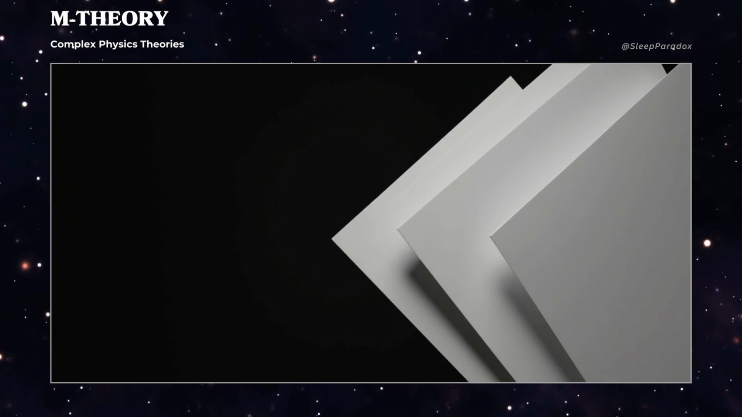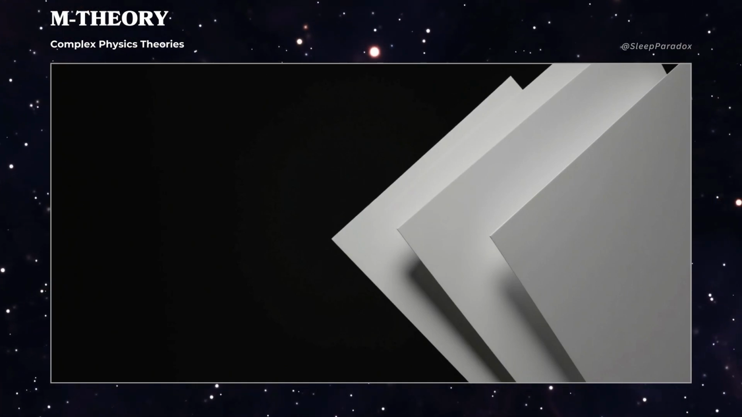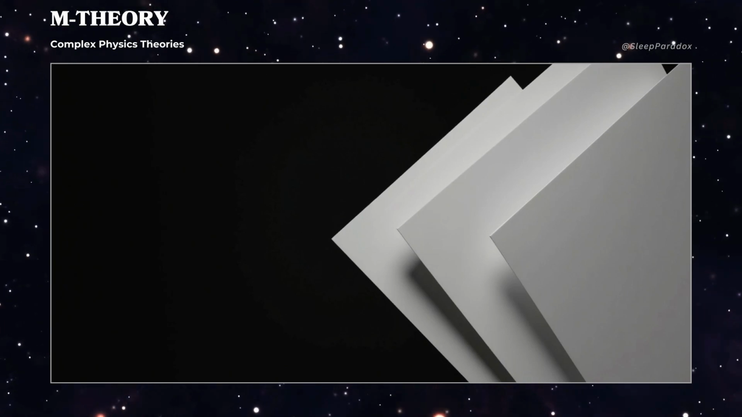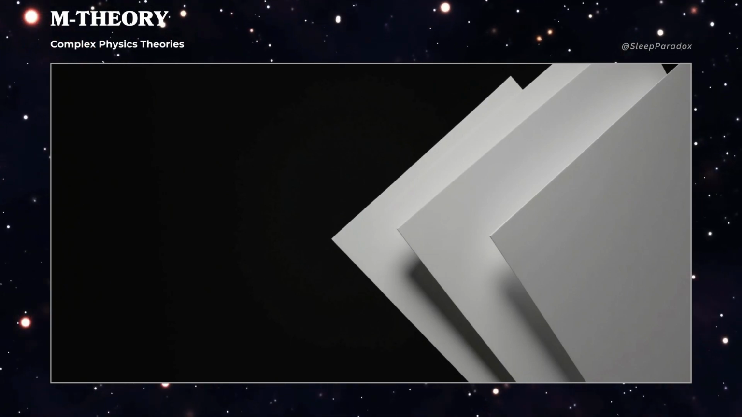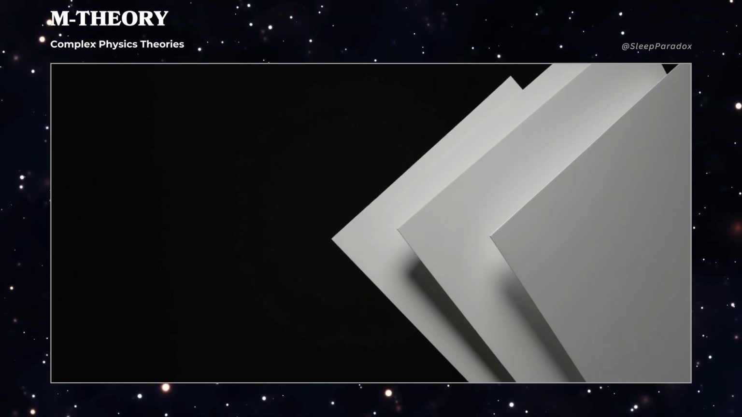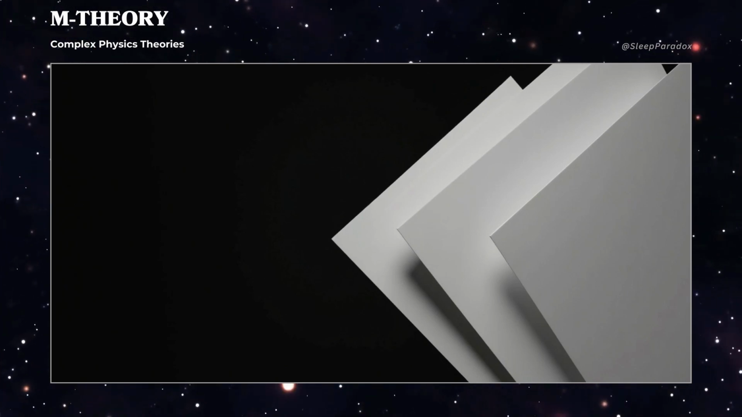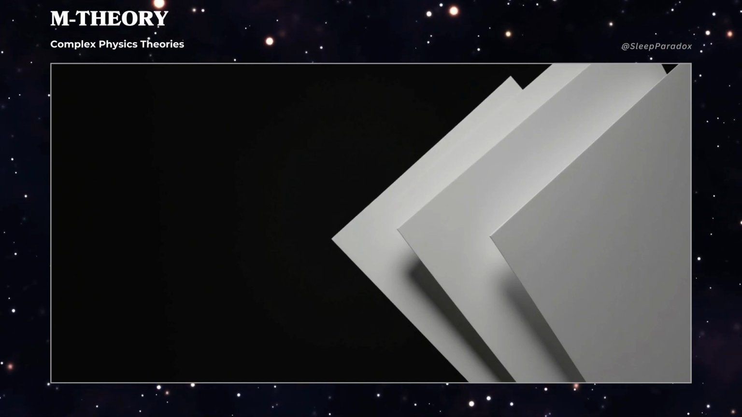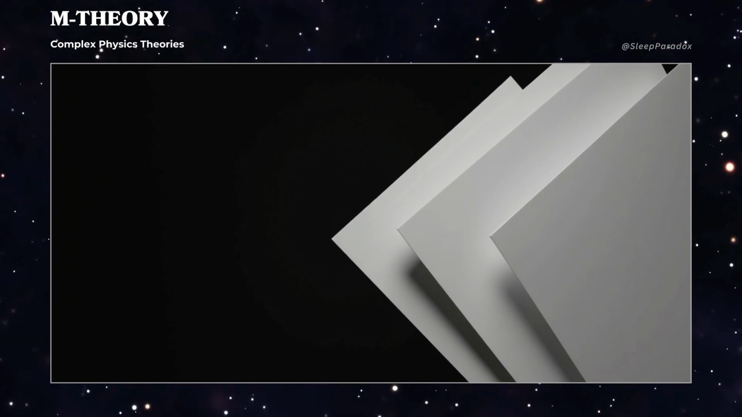M theory also appears in speculative models of cosmology. Some scenarios suggest that our universe began when 2 branes collided, releasing energy that triggered a Big Bang. In others, the extra dimensions evolve over time, influencing the behavior of particles and fields in ways we are only beginning to understand.